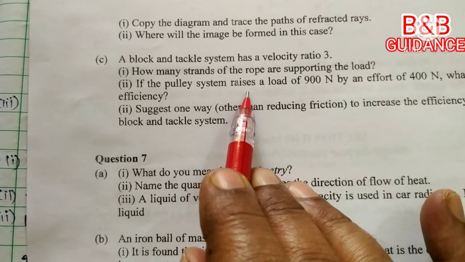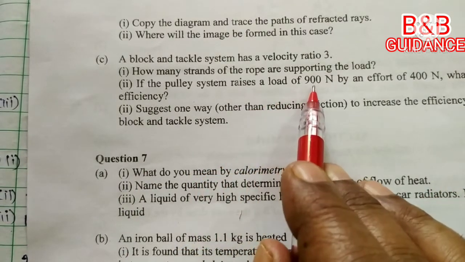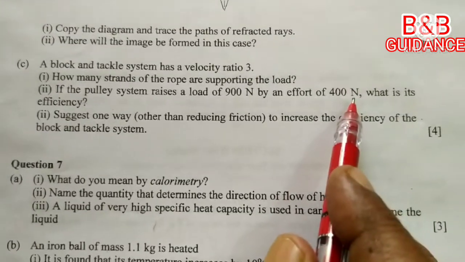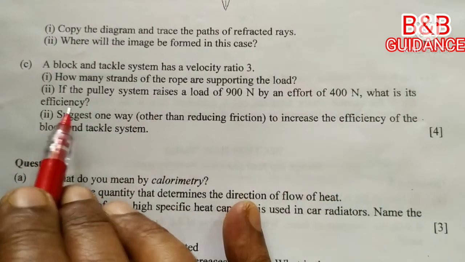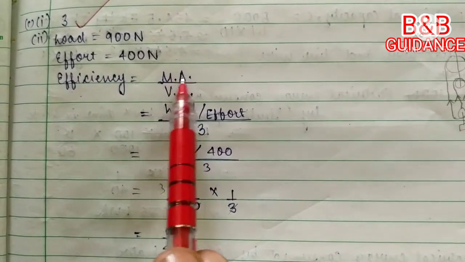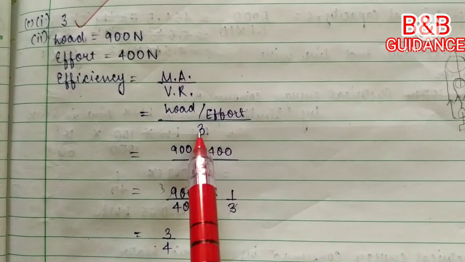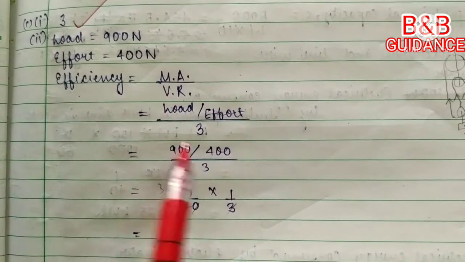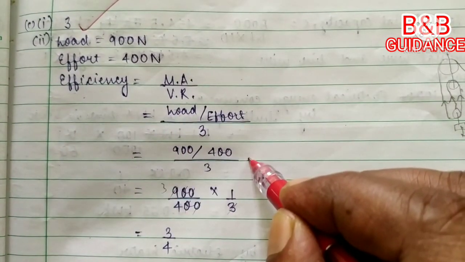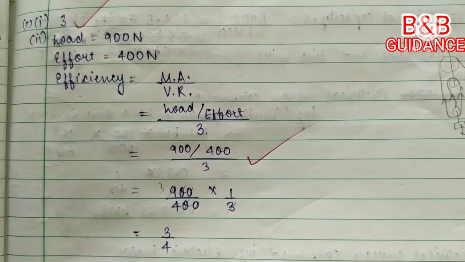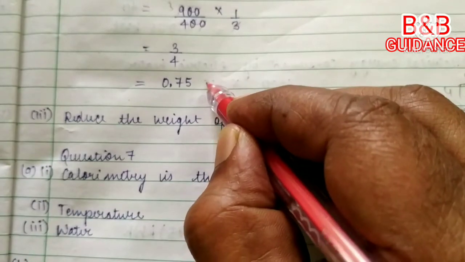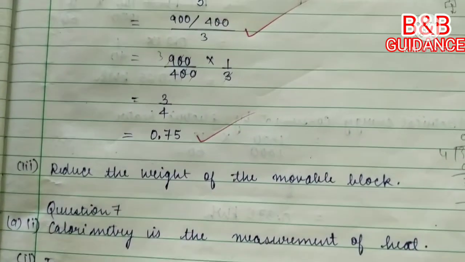If the pulley system raises a load of 900 Newton by an effort of 400 Newton, what is its efficiency? Efficiency is mechanical advantage by velocity ratio. Mechanical advantage means load by effort. Okay. Velocity ratio is 3, that is given in the question. Substituted correctly, so mark is for the substitution. And efficiency is calculated, it comes to be 0.75.